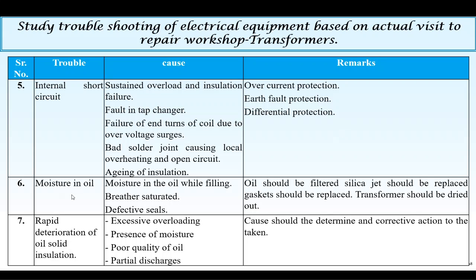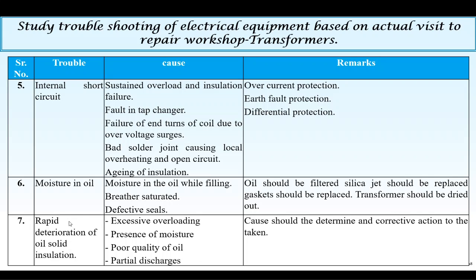Next is moisture in oil. The moisture enters the oil while filling the transformer oil. The breather is saturated, then defective seals. Oil should be filtered, silica gel should be replaced, gaskets should be replaced, and the transformer should be dried out.